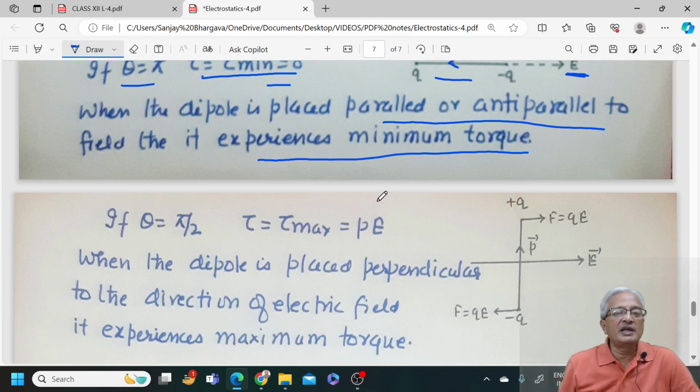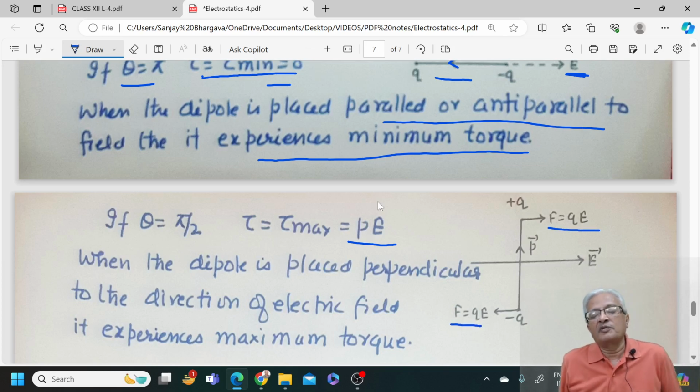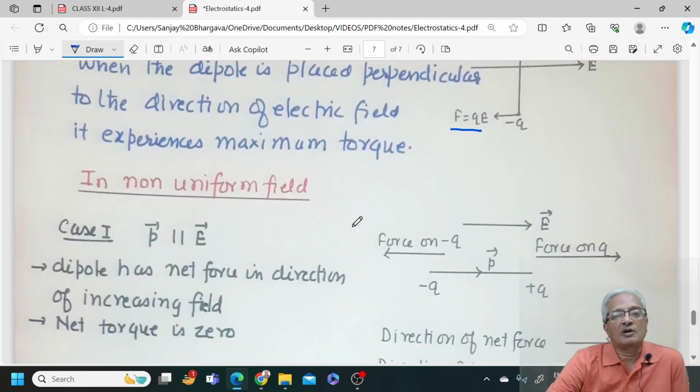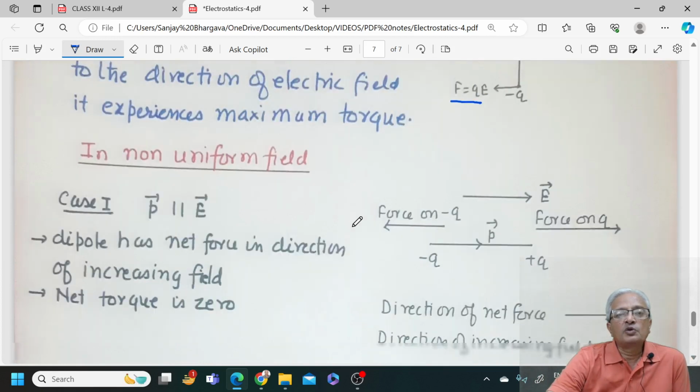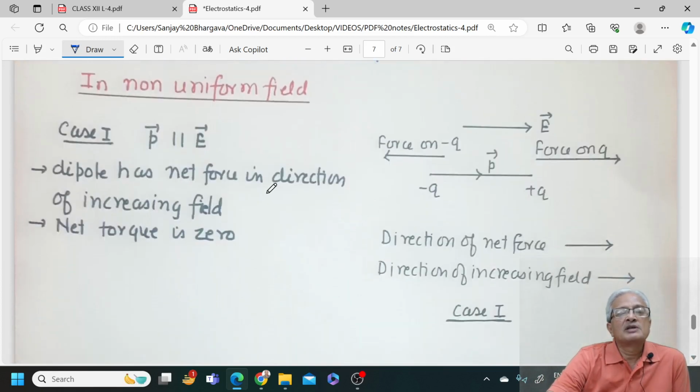When theta is 90, torque would be maximum, P times E. So how does it look? The positive charge would experience a force to the right in the direction of the field. The negative charge would experience a force to the left, opposite to the direction of the electric field. And in this case, it would experience a maximum torque. Now the question is, what happens when the dipole is placed in a non-uniform electric field?